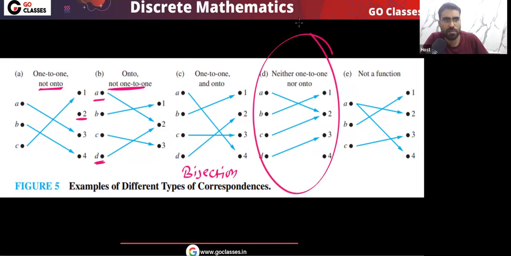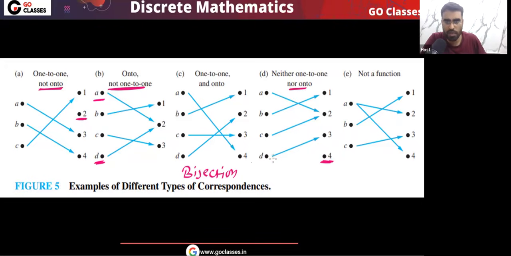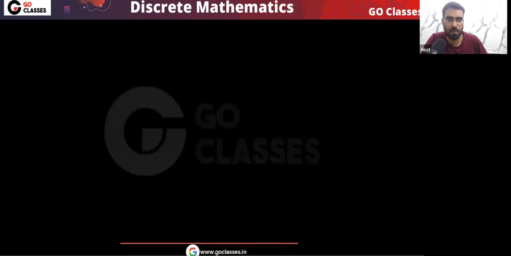What about this? You can see this element is not covered, so this is not onto. And you can notice that this element and this element, they have same image, so this is not 1, 1. Okay, so this is very simple, and this is not even a function. So I hope you understood all the definitions so far. Is this clear? Please tell me. So far everything is clear.